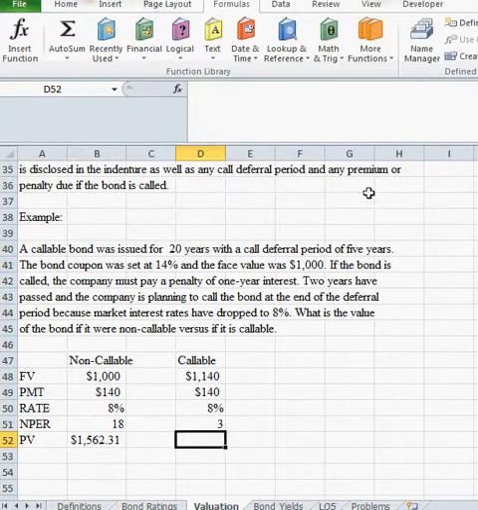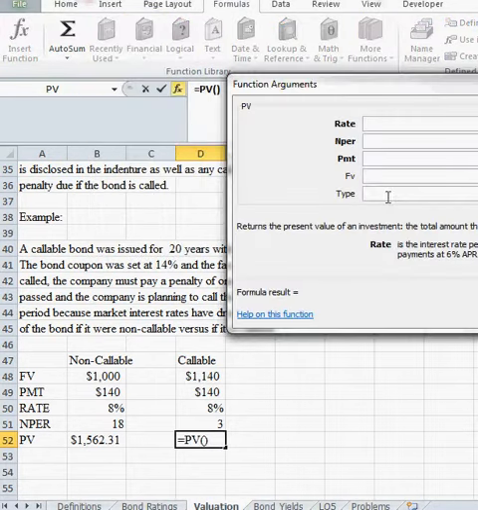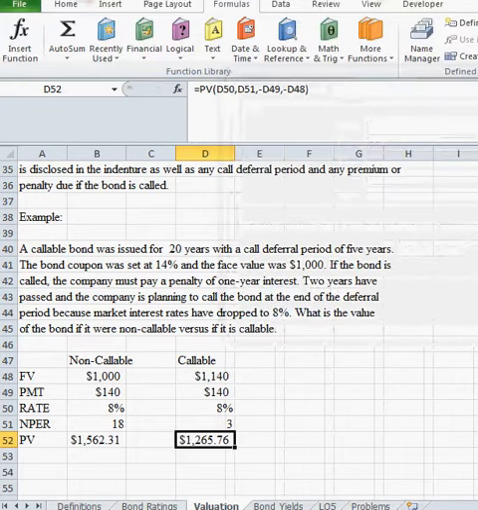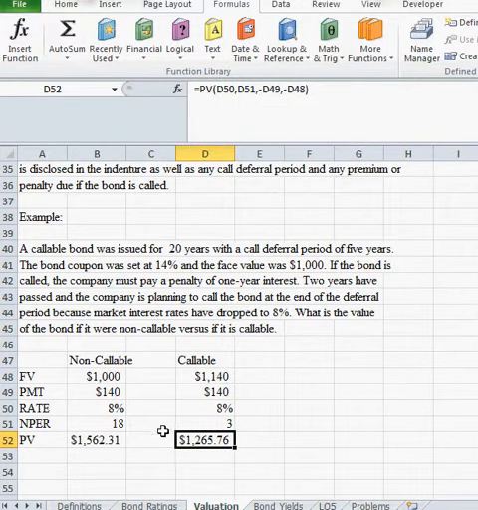So then we can go back and do the PV and put the rate as 8%. Number of periods is 3. Payment is negative 140. And the future value is the negative 1140. We hit OK. And it shows that the bond's value is actually much less because you're just not going to be able to earn that extraordinarily high coupon rate or interest rate on the face value of it for near as long.